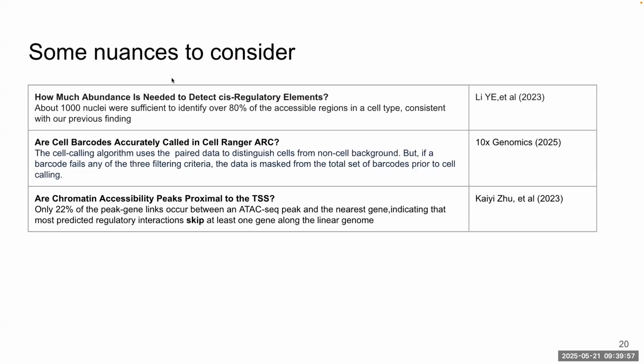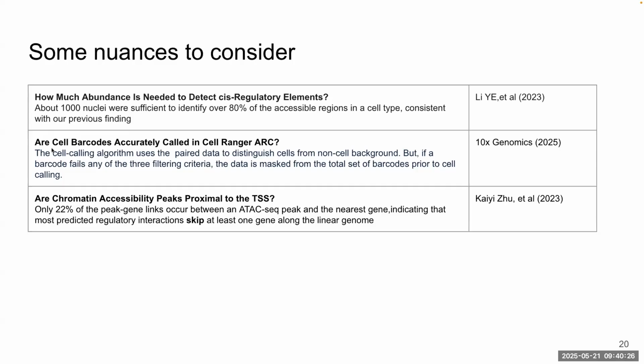So some nuances to consider here: how much abundance is needed to detect cis-regulatory elements. This is a very common question. According to this article, we need around 1,000 nuclei to identify over 80% of these accessibility regions in each cell type. And this is consistent with a lot of studies.